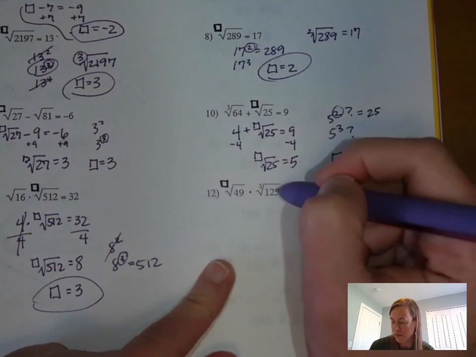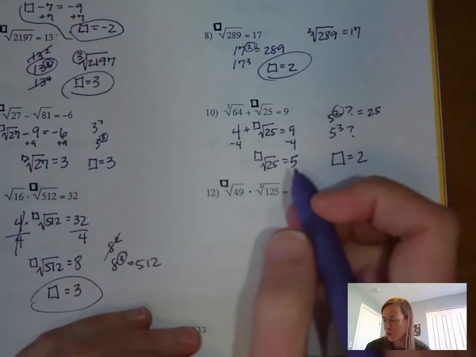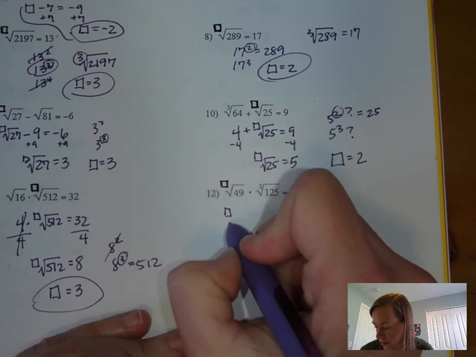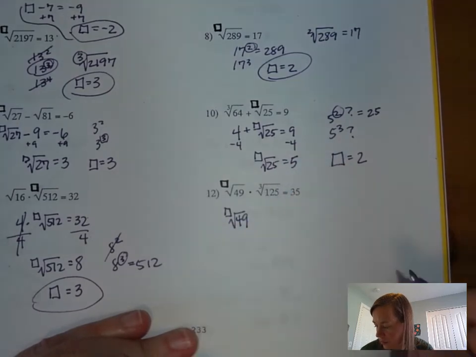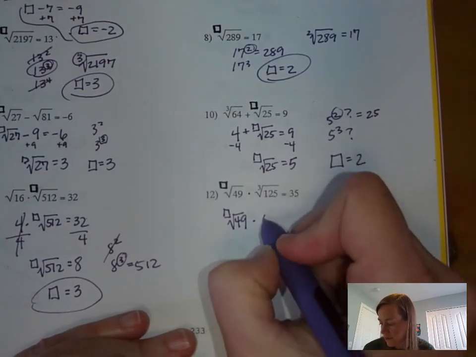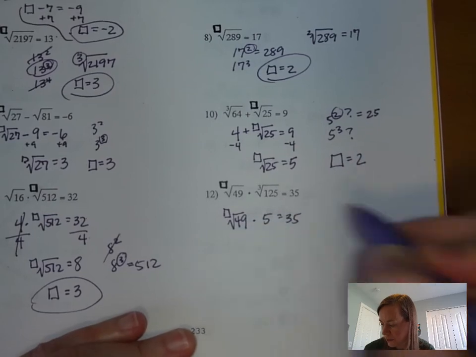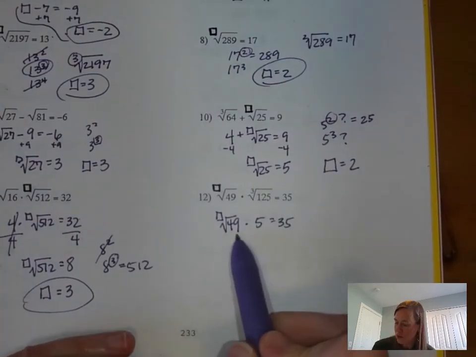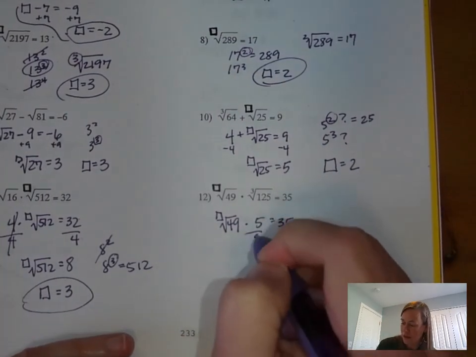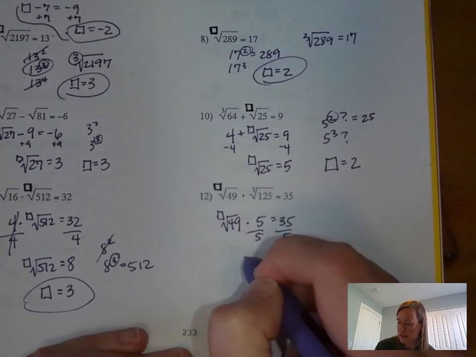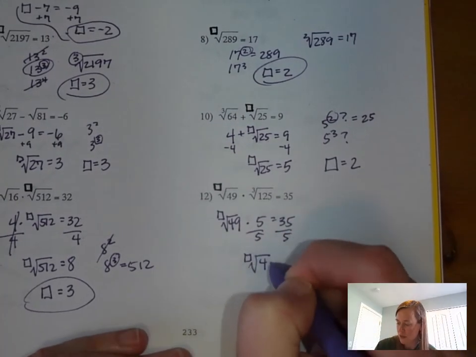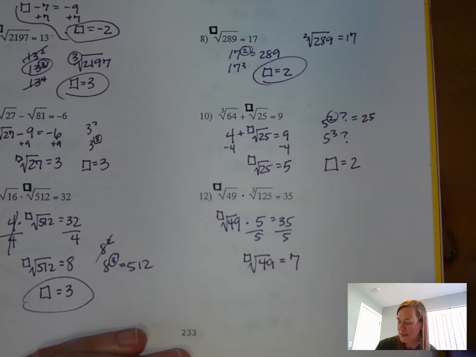So we're going to simplify this guy because we can. Cube root of 125 is going to be 5. So I'm just going to copy this down. Mystery root of 49 times 5 equals 35. Okay, we want to get our mystery root by itself. So we got to get rid of that 5 by dividing on both sides. And you're left with mystery root of 49 equal to 7.